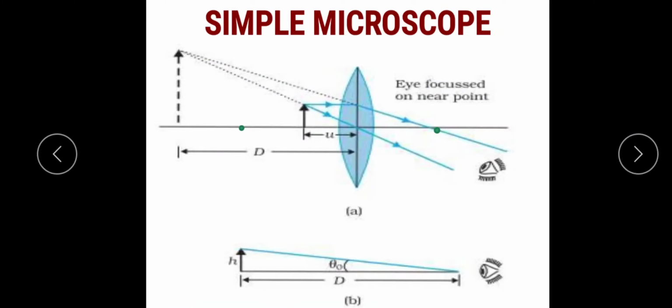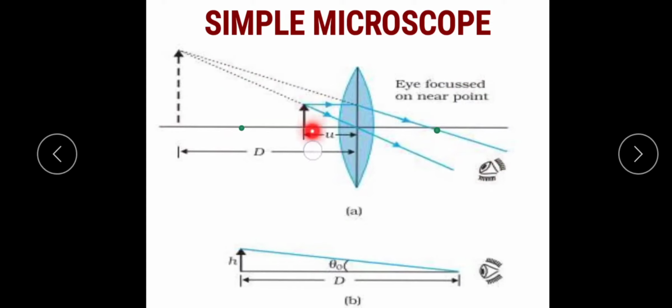Here, the first one is the simple microscope. A simple microscope is used for observing magnified images of tiny objects. Tiny objects are nothing but small objects. To observe or study the magnified images of small bodies, we use this type of instrument, which we call a simple microscope, as shown in the figure.